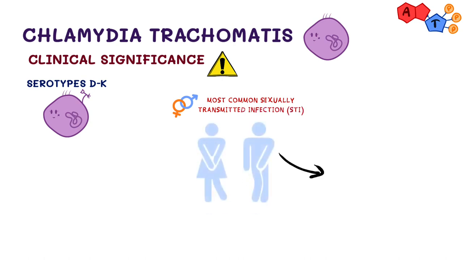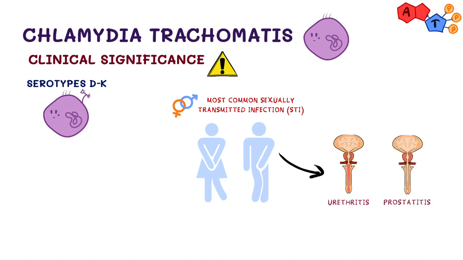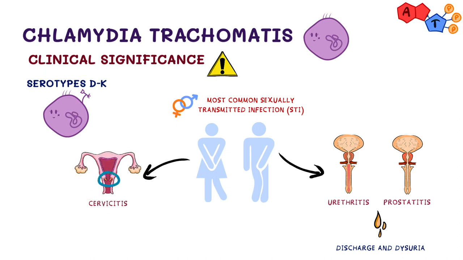In men, it commonly infects the urethra and results in urethritis. Also, it infects the prostate and results in an inflammation known as prostatitis. The patient will present with discharge and dysuria. In women, it causes cervicitis, and this inflammation can progress to PID, which is pelvic inflammatory disease, and it can also cause Fitzhugh-Curtis syndrome.